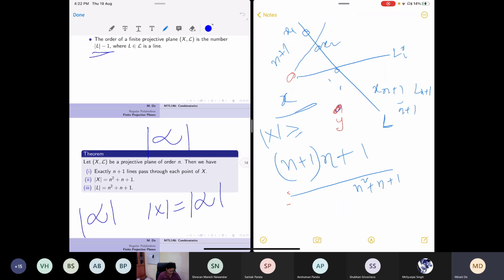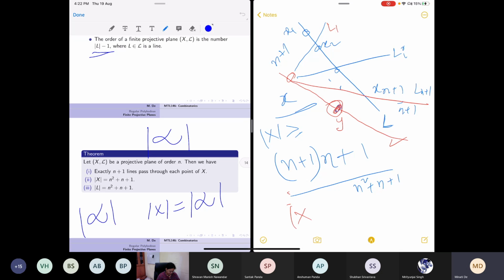Of course you can draw the line xy, and that xy will definitely intersect the line L. So this line is already counted among L1 up to Ln, whatever lines we had. Among the n plus 1 lines you had, this line will also be counted. So in other words, there is no extra point outside the count which you have given.